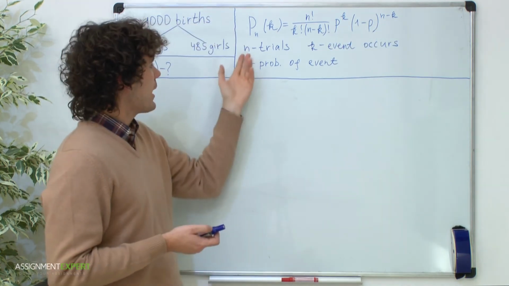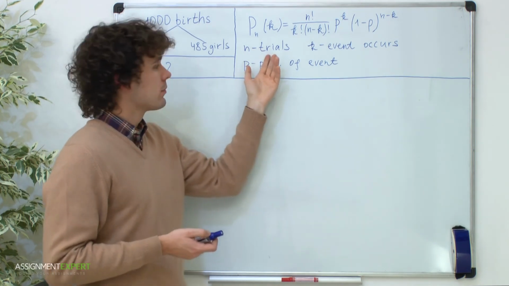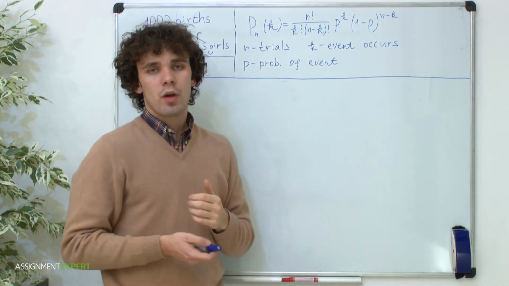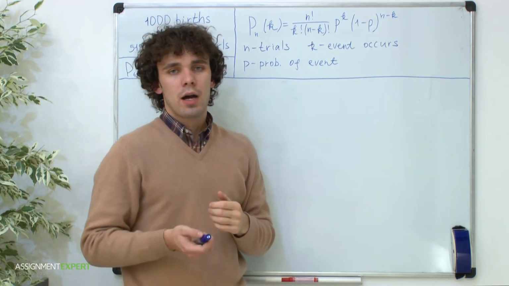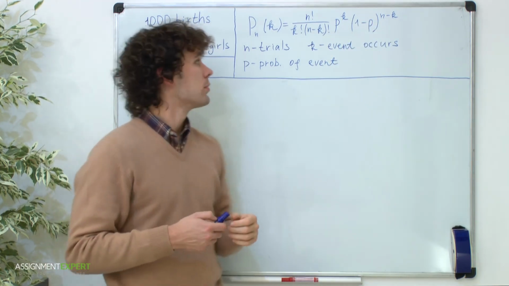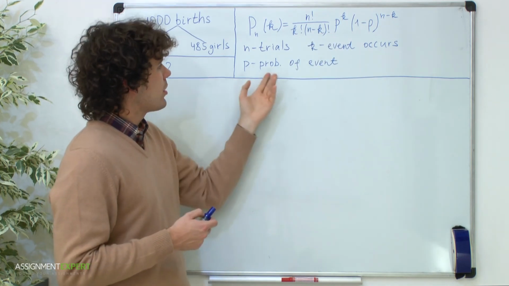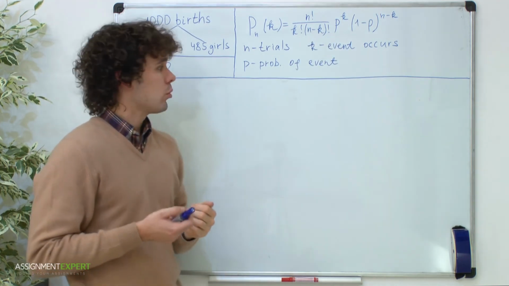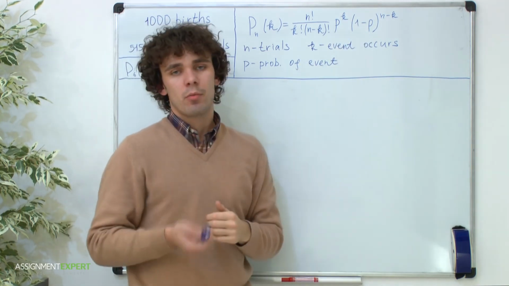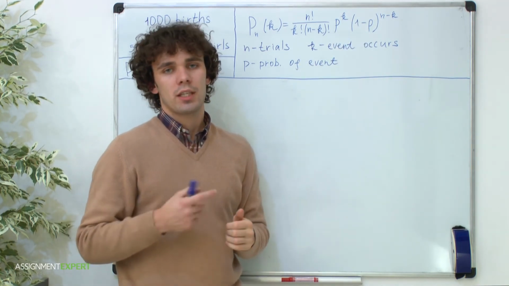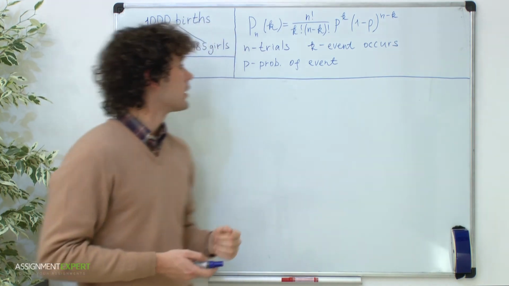In this formula, n stands for the number of trials. k is a number of outcomes when this elementary event occurs. Then n minus k is a number of outcomes when the opposite event occurs. p is the probability that this elementary event will occur in one trial. And 1 minus p is the probability that the opposite event will take place in one trial.